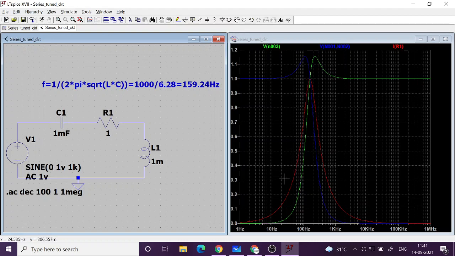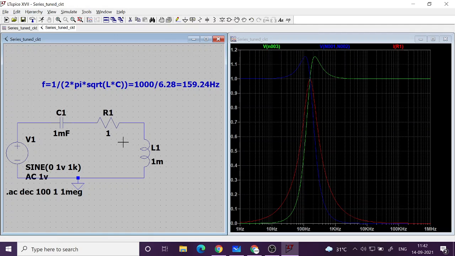So that is with respect to the capacitor. The capacitor is the blue curve. What we are plotting by the blue curve is the voltage across the capacitor, and the green one is the voltage across the inductor, and the voltage across the resistor, as well as the current through the resistor, has this shape.